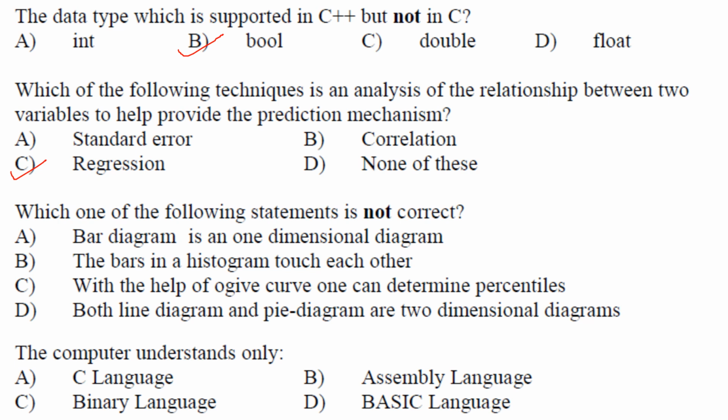Then next one, which one of the following statements is not correct? Bar diagram is a one dimensional diagram. Yes. The bars in a histogram touch each other. Yes. With the help of an ogive curve, one can predict percentiles. Yes. Both line diagram and pie diagram are two-dimensional diagrams? Pie diagrams are two-dimensional, but line diagrams are one-dimensional. So that is not the correct statement. So the answer is option D. Computer understands only binary language. Answer is option C.